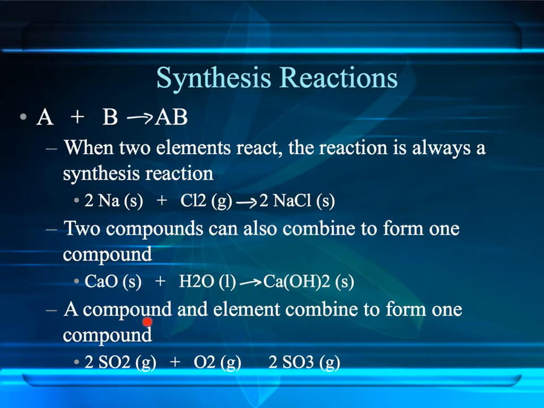Another option is you can have a compound and an element combine to form one compound. So down here we have sulfur dioxide reacting with oxygen gas to give us sulfur trioxide. Okay, some things to recognize about synthesis reactions: you always start with two or more reactants and you always end with one product. That's synthesizing something, you're bringing it together. So that could be two elements, it could be two compounds, it could be an element and a compound.